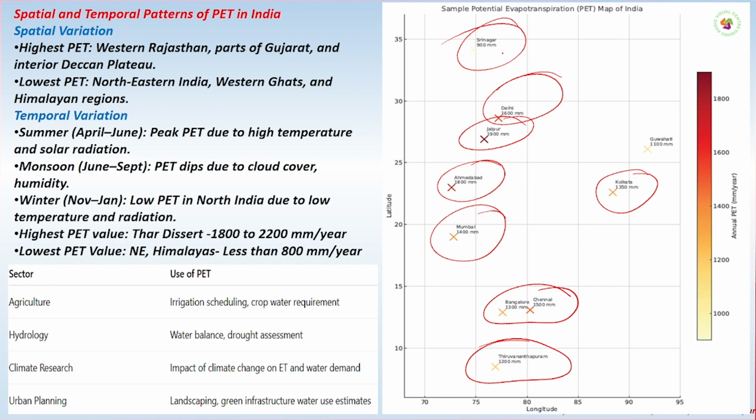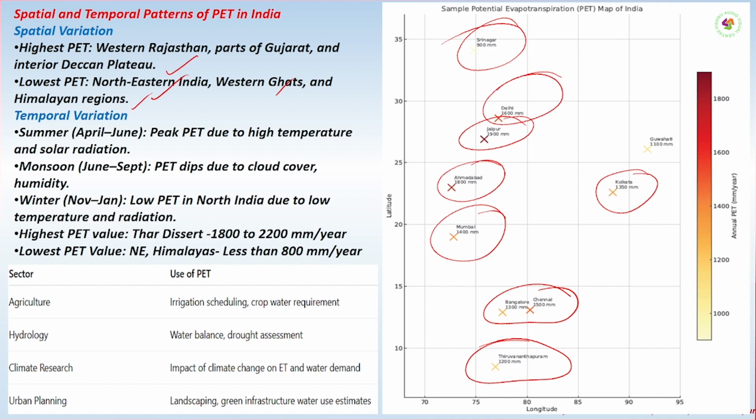So this indicates how the annual potential evapotranspiration varies with respect to the location. Longitude is with respect to location; latitude is with respect to daylight hours and temperatures, which we have taken. So this is what we want to mention. The highest PET is in Western Rajasthan, parts of Gujarat and the interior Deccan Plateau. The lowest PET is in Northeast India, the Western Ghats and the Himalayan region.